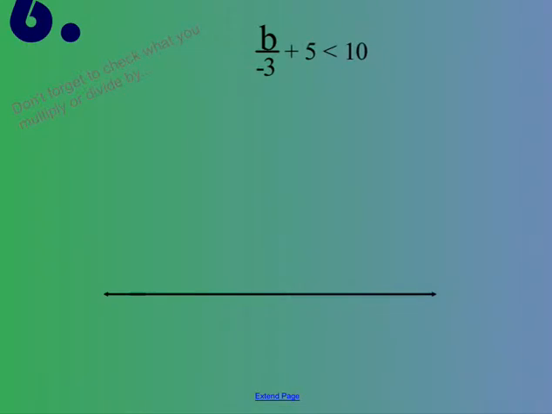Let's take a look at number 6. So the first thing I want to do on number 6 is subtract 5 from both sides. I want to get rid of that constant. So I have b divided by negative 3 is less than 5. So b divided by negative 3.